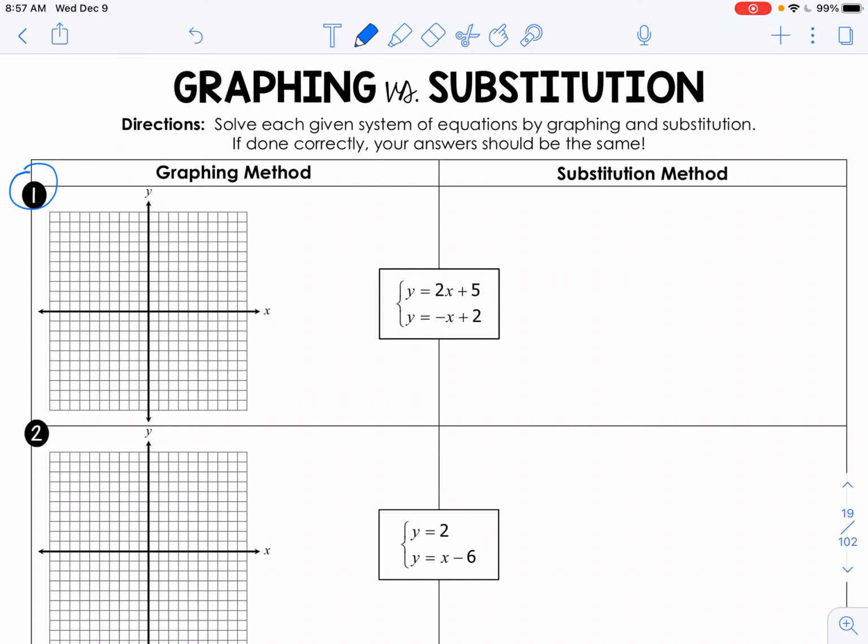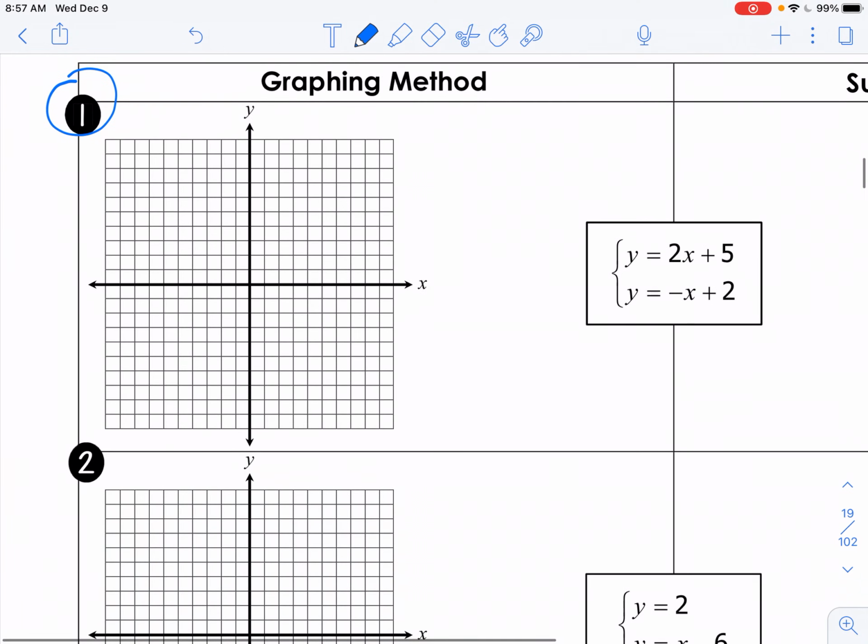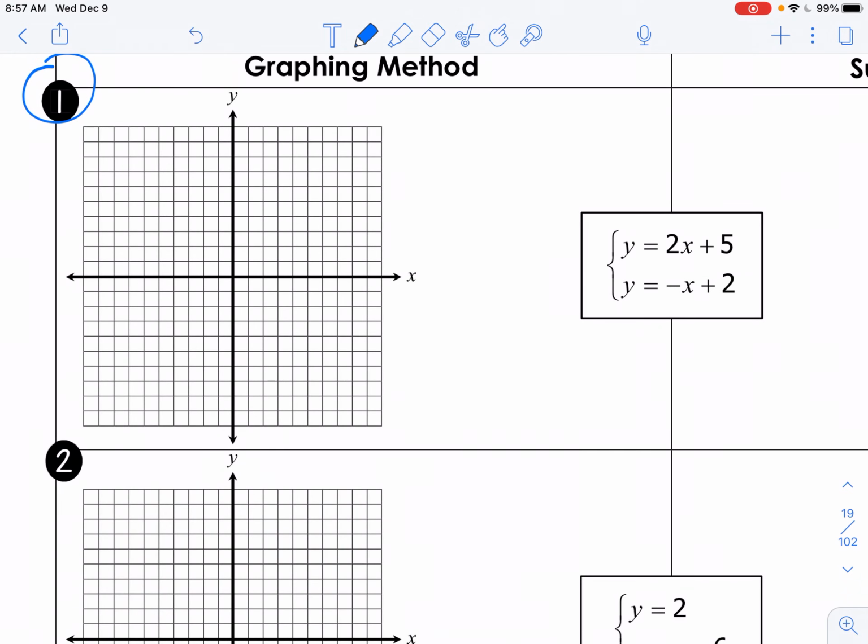Okay? All right, so the first thing we're going to do with number one is graph those two lines. I'm going to make this bigger so I can zero in on the graph. Both the equations are already in slope-intercept form. If you look at these two equations, they're both already set equal to y. So that's good.